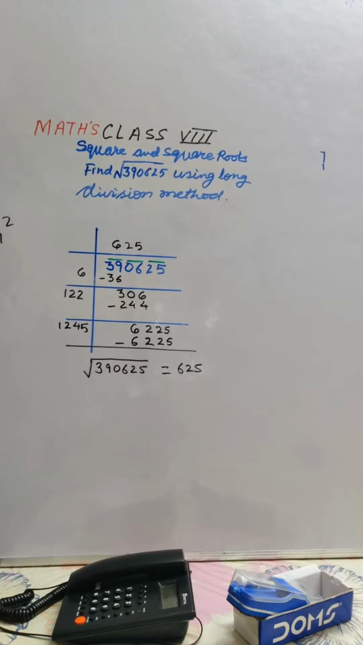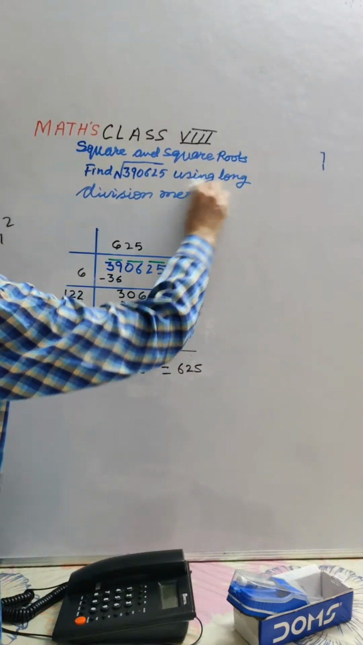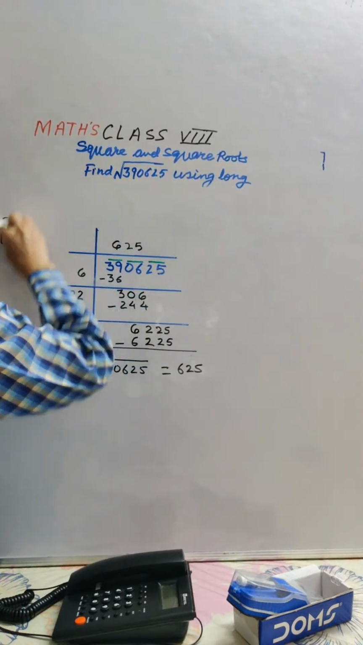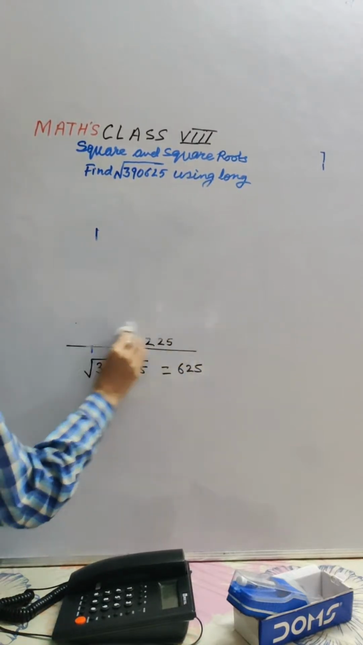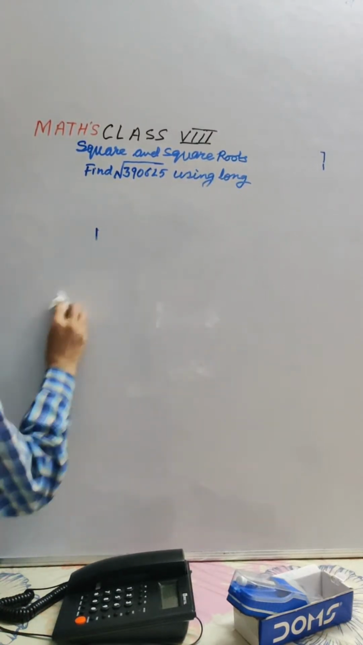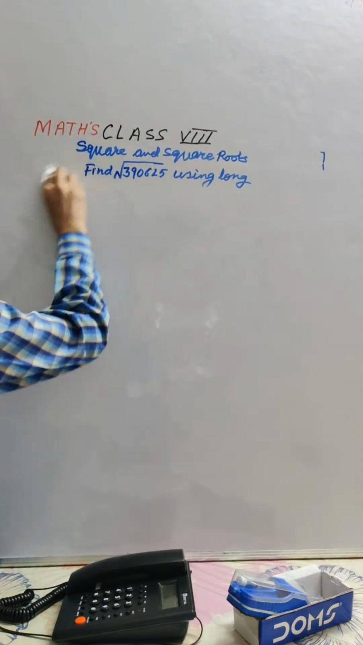Now we shall learn finding the number of digits in the square root of each of the following numbers without any calculation. And after that we shall end our class. So writing here the question. This is the last question for this class.